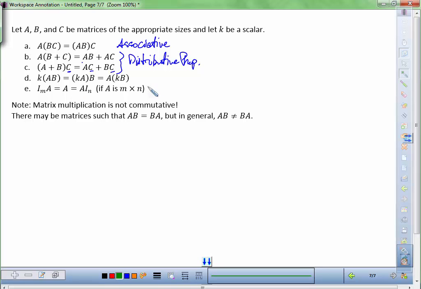So I think this is worth a quick look. If your matrix A is A, B, C, D, E, F, a non-square matrix, if I want to multiply this by an identity on the left side, what size identity do I multiply it by?